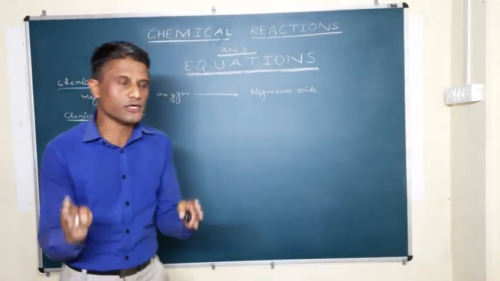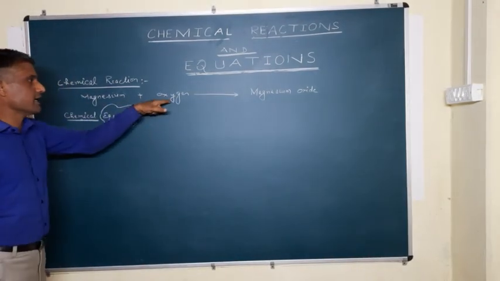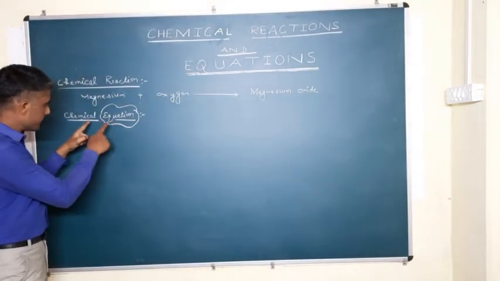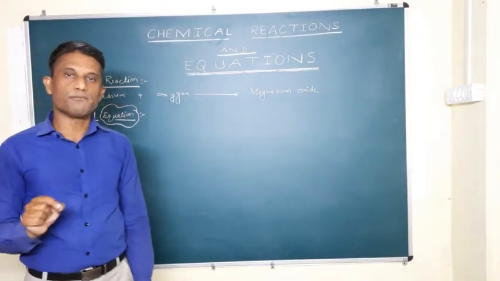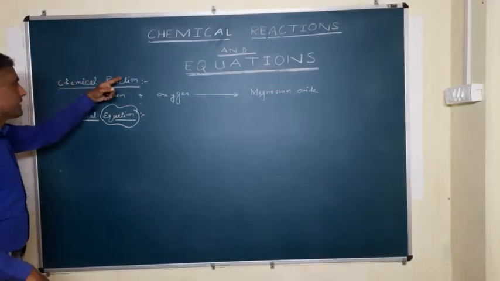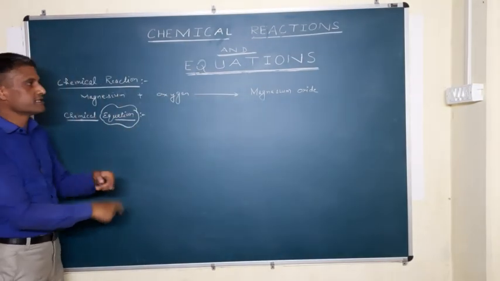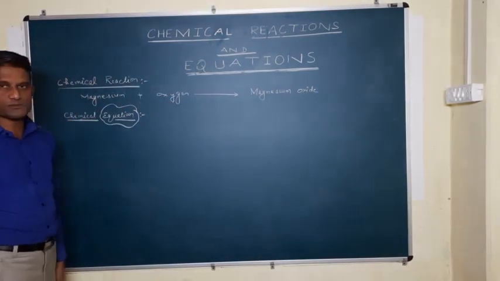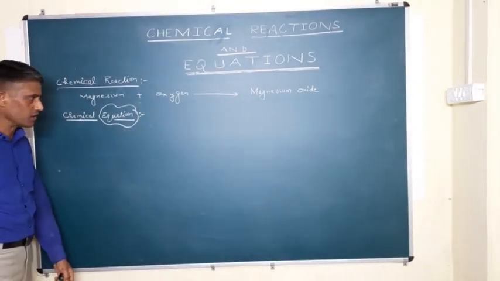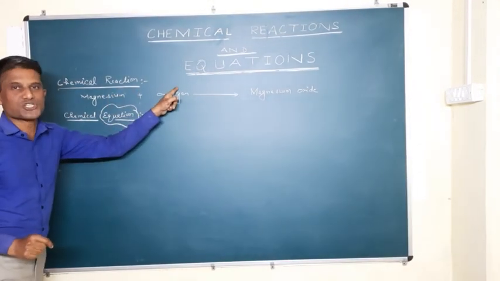The difference is only of symbols and formulae, that is, all the reactants as well as the product are represented in this case by their atomic symbols or chemical formulae, whereas in a chemical reaction we are going to tell which are the reactants and which are the products. That is the main difference between chemical reaction and chemical equation. So let me put up a chemical equation for the above mentioned chemical reaction.